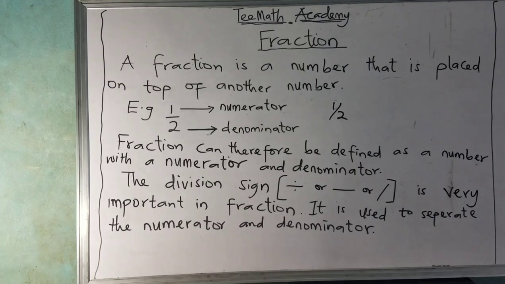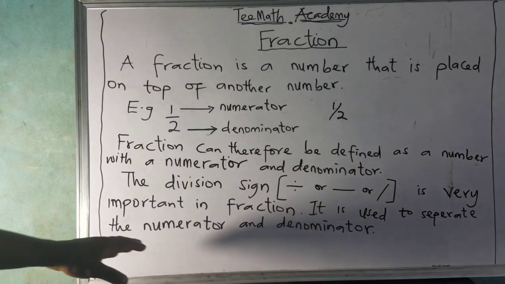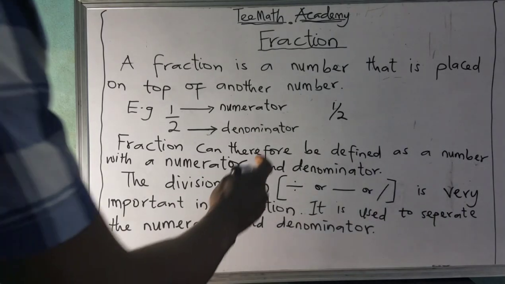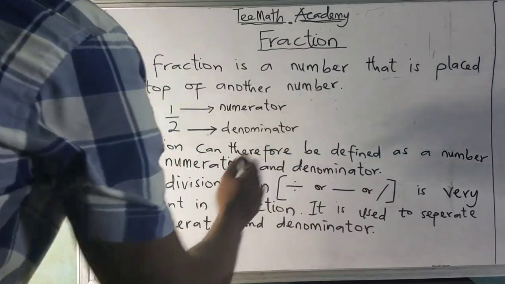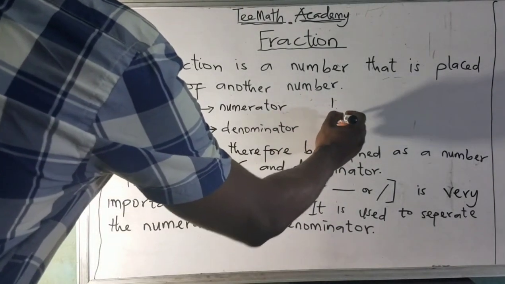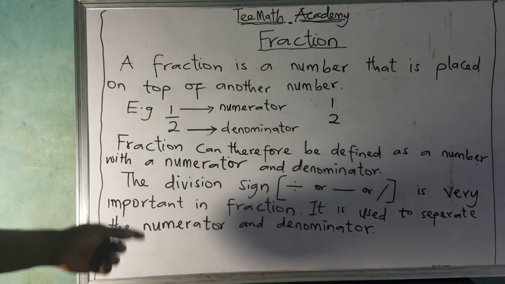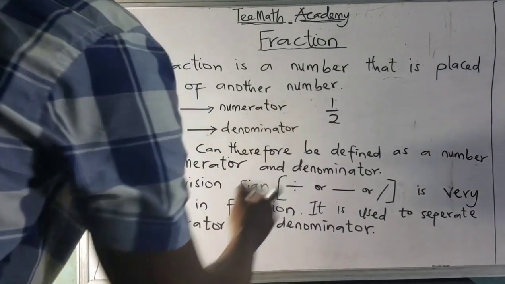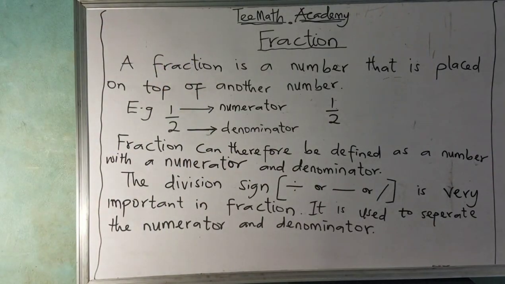What is the work there? It is used to separate the numerator and the denominator. Now you can see that without the division sign, it will just be like this. It makes no sense. So with the division sign, it is called a complete fraction.